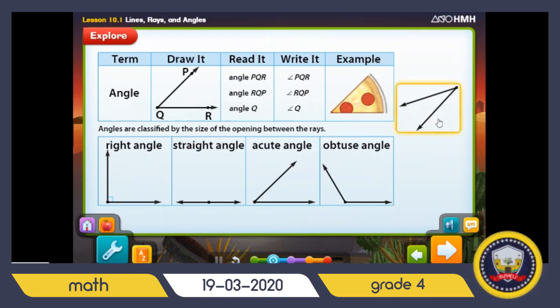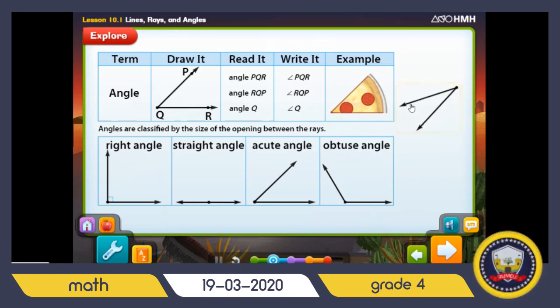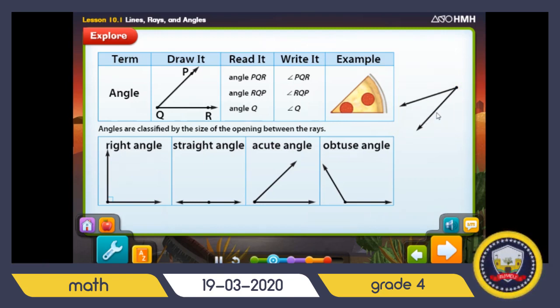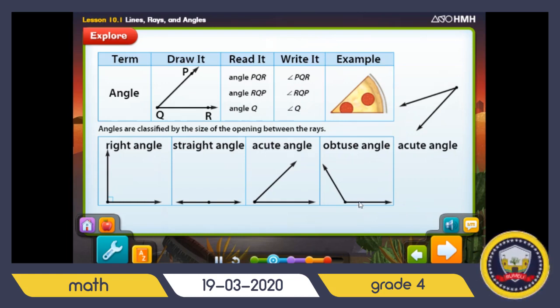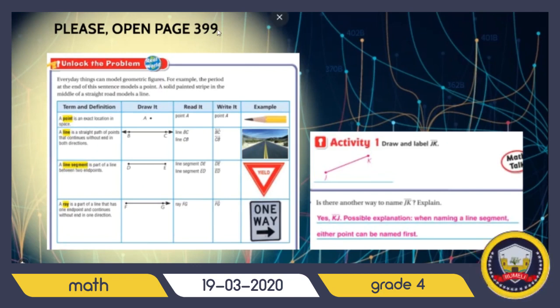So what about this? If you want to give a name, which one will represent this? Obtuse, acute, straight, or right angle? So it will be an acute angle, right? Because it is less than a right angle. So it will be an acute angle. Perfect. Good job, guys. Okay, now turn back your books.